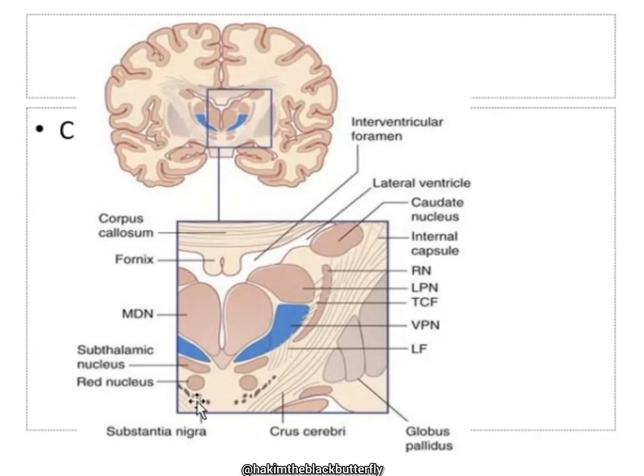And we shall look at them in our subsequent lecture. But immediately below the thalamus is the subthalamic nucleus, and these two are in the midbrain, the red nucleus and the substantia nigra. So what we are trying to see is that in between the two thalami, the one on the left and the one on the right, we have that part of the ventricular system known as the third ventricle.